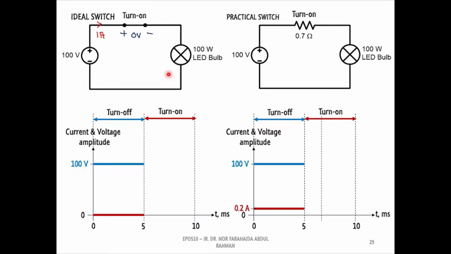Instead, for a practical switch, we can measure the voltage across the power switch due to the inner resistance. The voltage is known as a voltage drop. However, in contrast to the off state, the inner resistance in this condition is very small. Therefore, the voltage drop is also small and it does not affect the operation of the power switch. Hence, the power switch still can conduct high current through it.